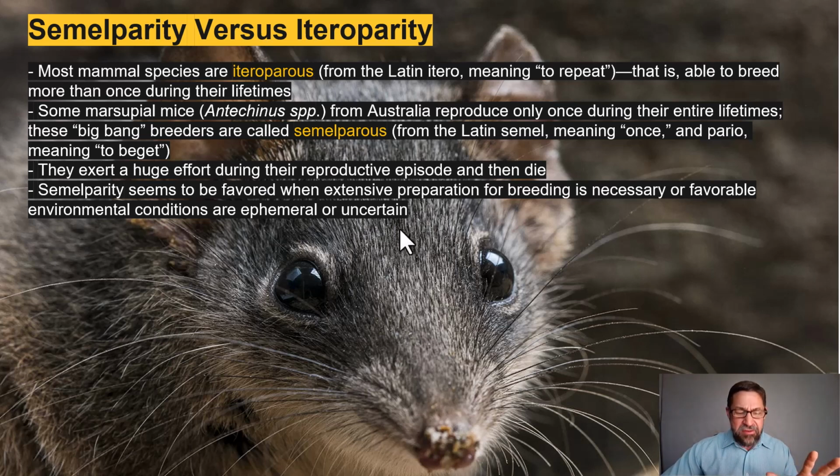Semelparity seems to be favored when reproduction involves extensive preparation for breeding, or it may be favored when environmental conditions are quite ephemeral or uncertain. So when it's good, we want to have that big bang.